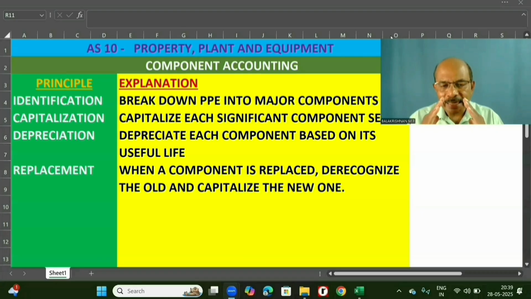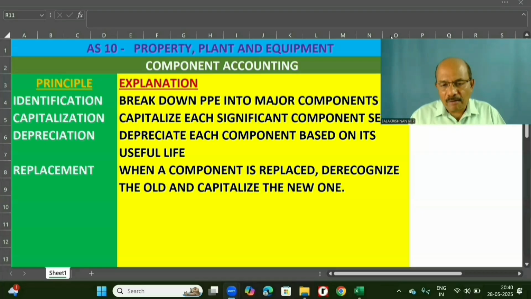Next, what's the definition of component accounting? Component accounting means recognizing each significant part of an item of PPE separately if it has a cost significant in relation to the total cost of the item, and it has a different useful life or pattern of depreciation. I repeat, it must have a significant cost and a different useful life or pattern of depreciation.